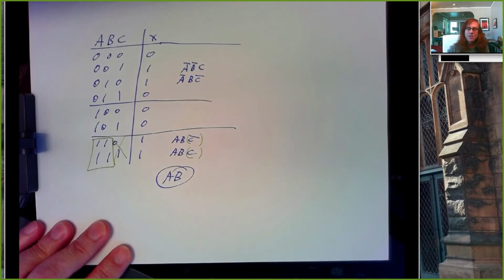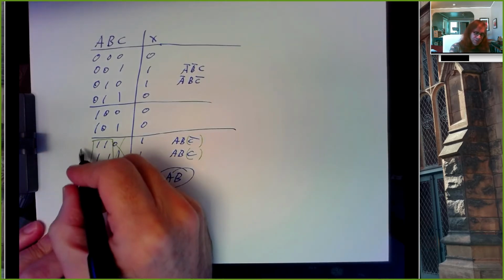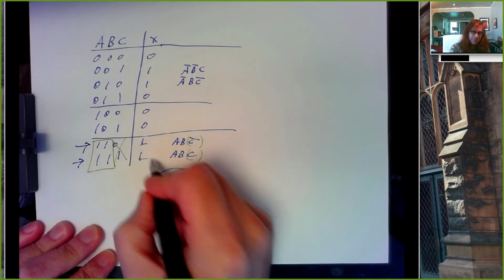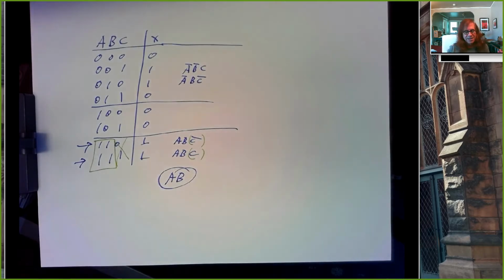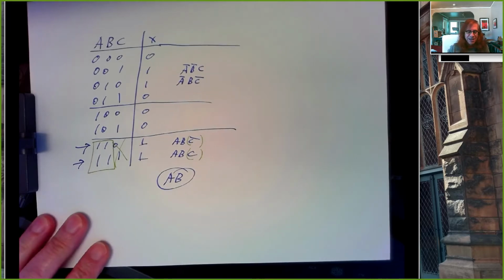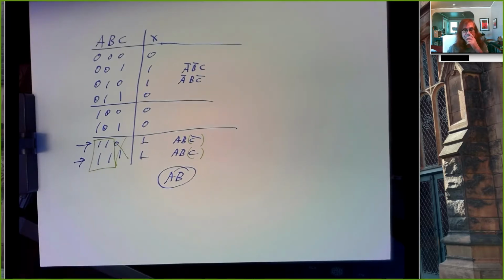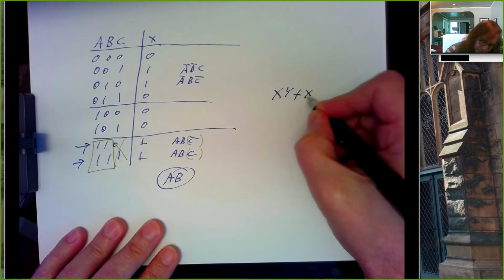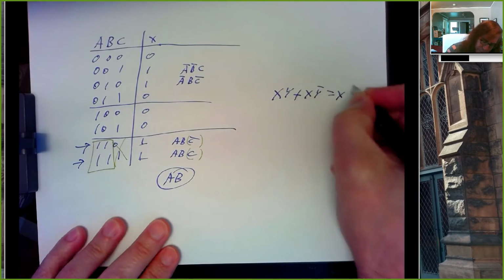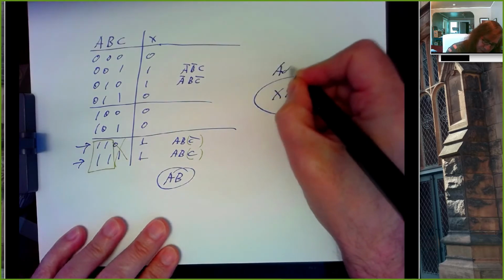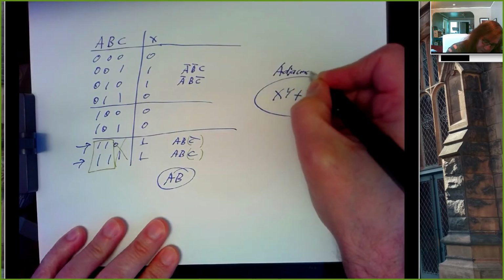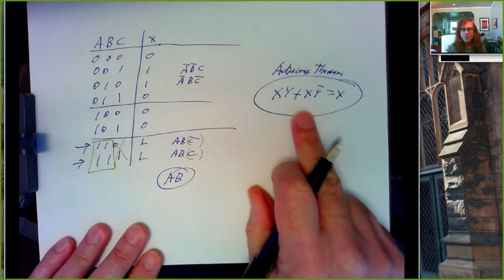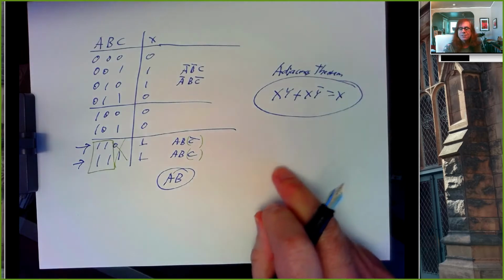So this works really well visually because these rows are adjacent to each other. We saw two rows right next to each other with a 1 in each row, and that jumps out at us. And we can actually use something called the adjacency theorem, which says the following. So this is the adjacency theorem. XY or XY bar is the same thing as just X.